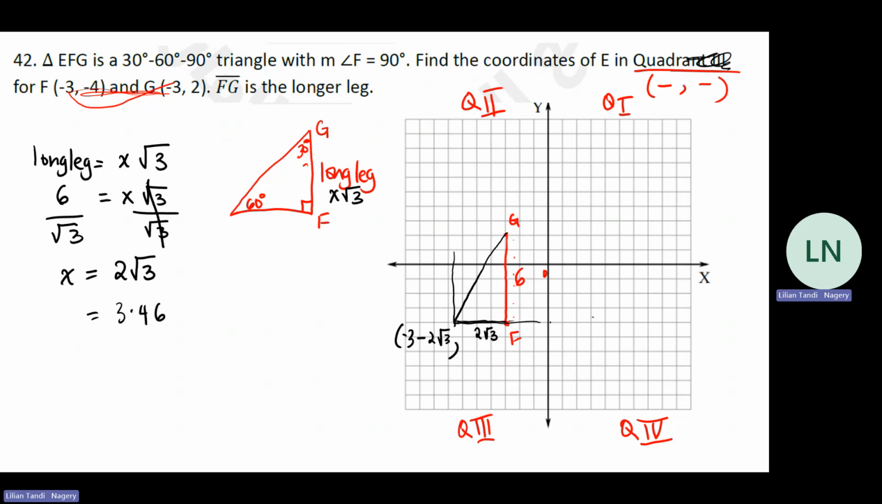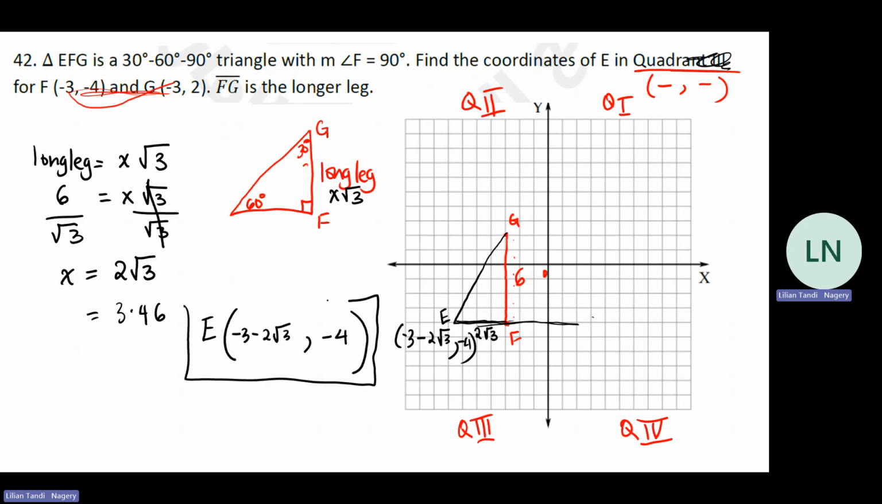And then my y will be here. That will be -4. Like that. So what does the question want? What angle is this? Find E. So we want E. Okay, so we write here. The coordinates for E are -3 minus 2 square root 3. That's the x number. And then the y number is -4. And then you close your parentheses. And there is your answer. Okay?